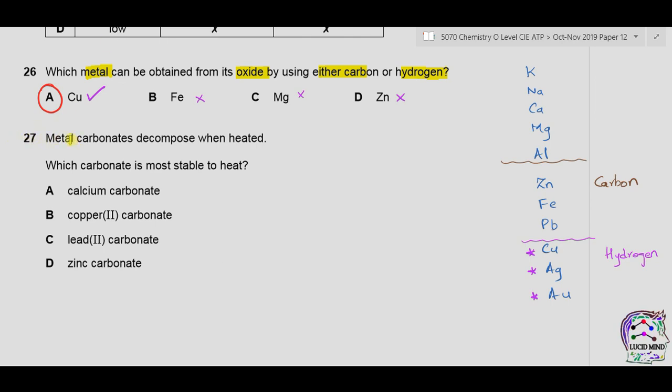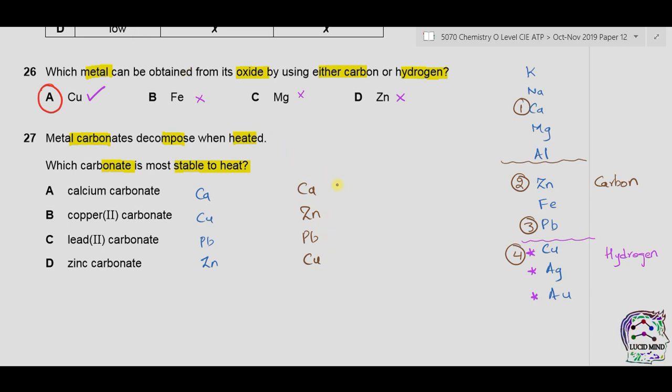Question 27. Metal carbonates decompose when heated. Which carbonate is most stable to heat? Now we have calcium, copper, lead and zinc. Let's arrange these according to their reactivity. So first is calcium, second is zinc, third is lead and fourth is copper. So we can write calcium, zinc, lead and copper.